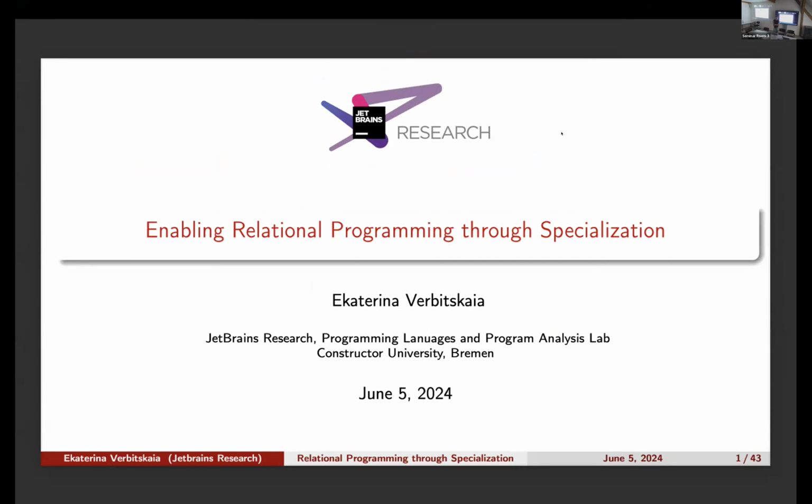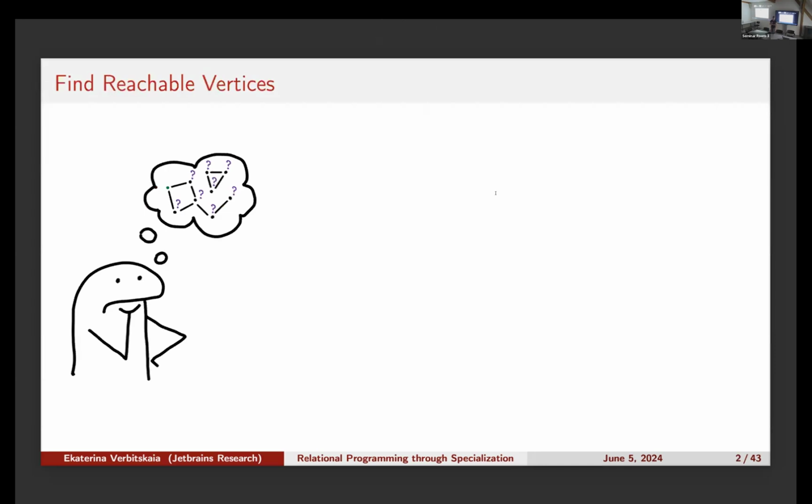So let's start. My name is Kate. I'm going to talk about how we use specialization to enable relational programming, or at least make it a little bit more feasible. But before going into that, let's start by thinking about why and how do we program.